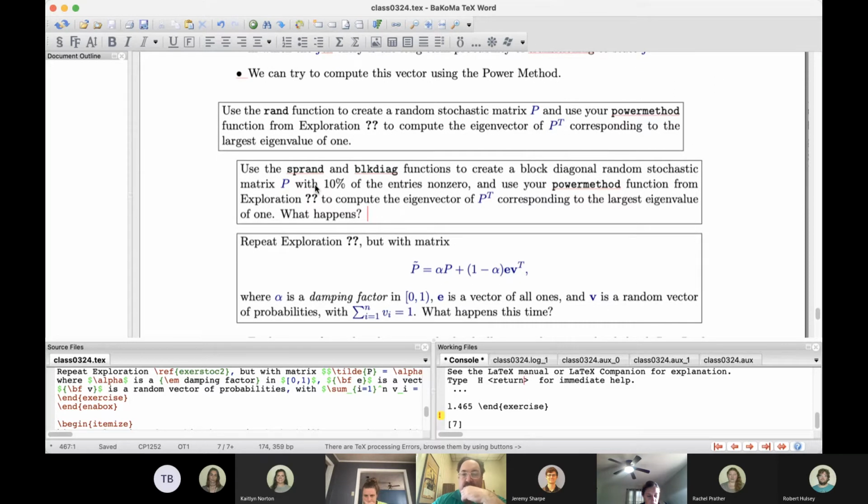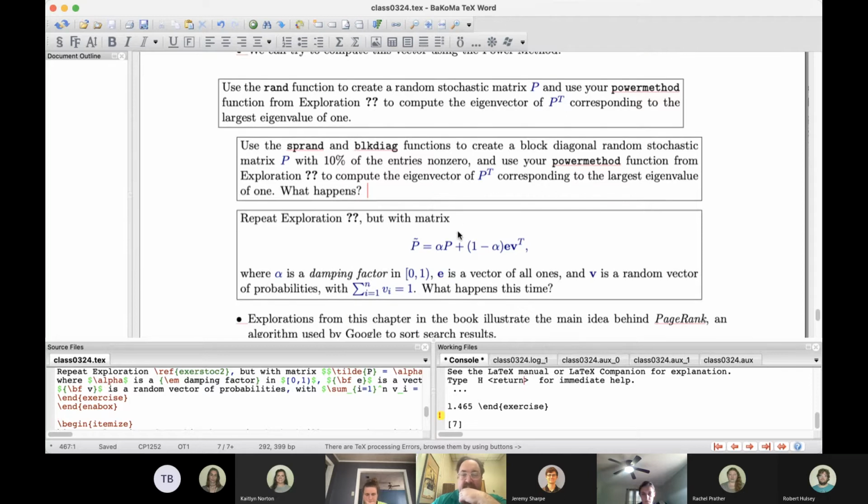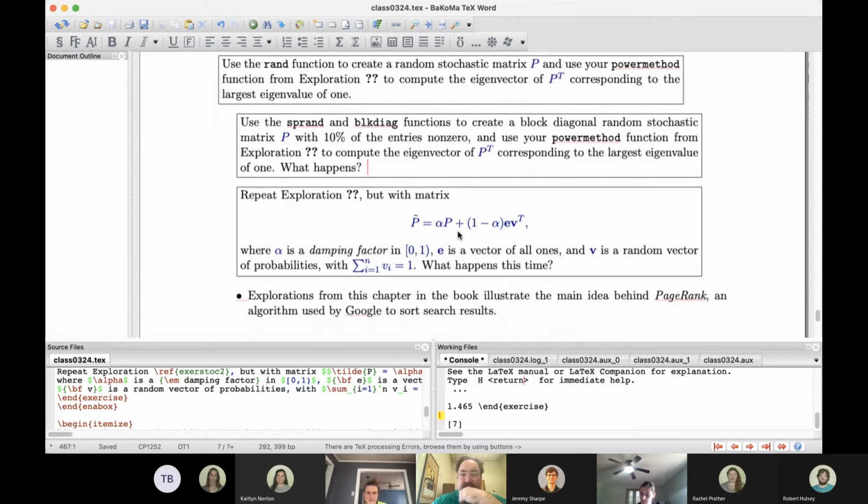So if you create a random stochastic matrix, oh, this is just a more specific example of that. But this illustrates the idea behind what's called PageRank, an algorithm used by Google to sort search results.